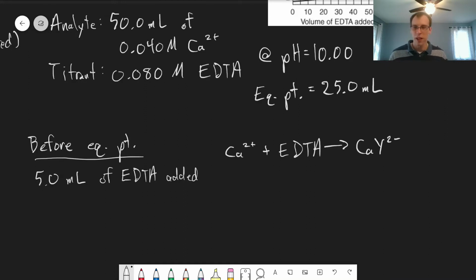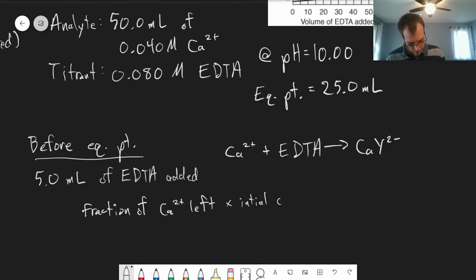A different way is to look at a streamlined calculation here, where we take the fraction of calcium left, multiply it by the initial concentration, and then multiply it again by how much it was diluted by.